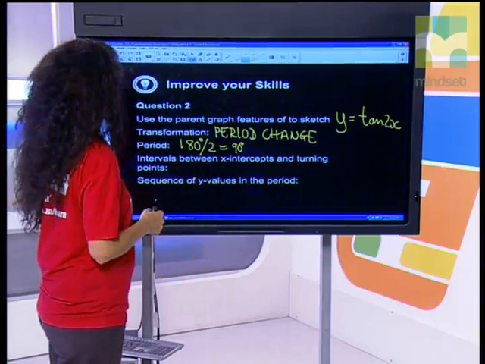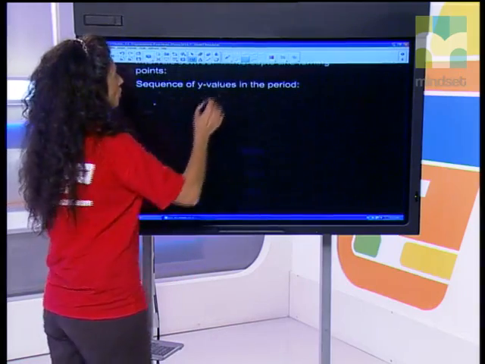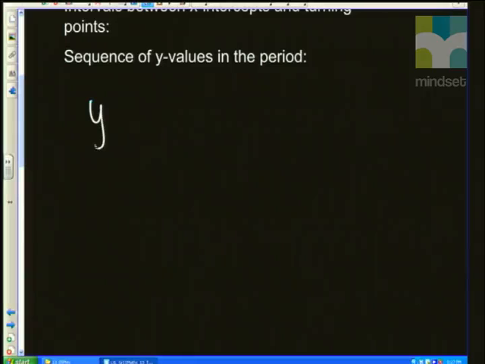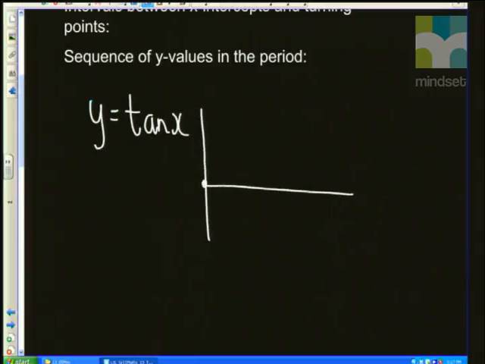Now, how does the tan function behave in the parent graph? Let's have a look at that. So if I have y equals tan x, how does it behave? I would have a 0 at 0 degrees, and I would have a 0 at 180 degrees.